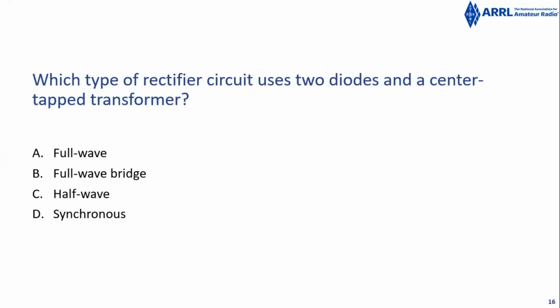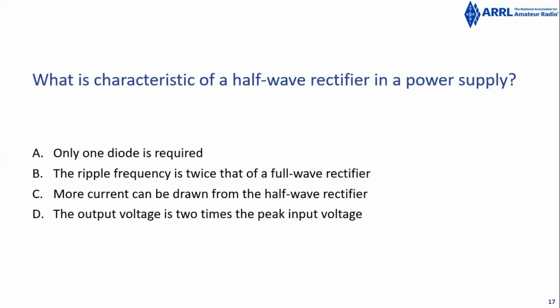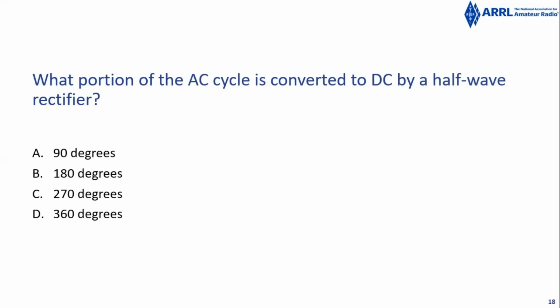Which type of rectifier circuit uses 2 diodes and a center tap transformer? It'd be a full wave rectifier. What is characteristic of a half wave rectifier in a power supply? Only 1 diode is required. A only has 1 diode, half wave rectifier.